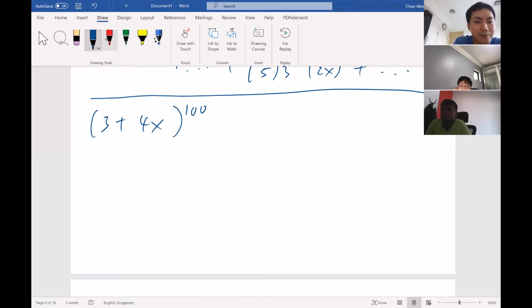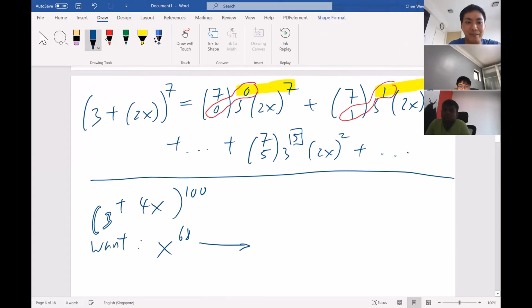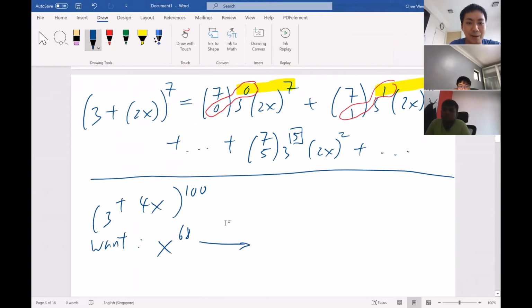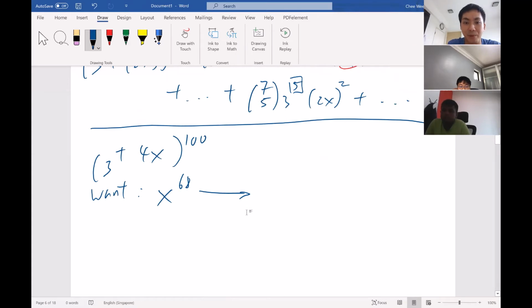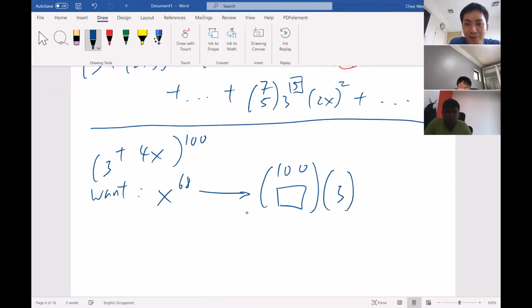So if I say I want the x to the power of, let's say, 68 term, okay? Can we construct this immediately then? That means we look at the essence of the binomial theorem, right? And then we ask ourselves, who will be the one contributing to x to the power of 68? So you know that every single term in the 101 terms ought to follow a pattern like this. It should be 100, then choose something here, right? Then you will have 3 to the power of something, 4x to the power of something, right?